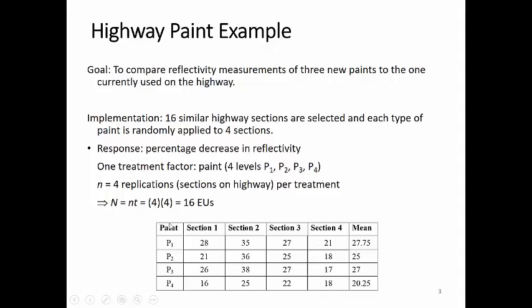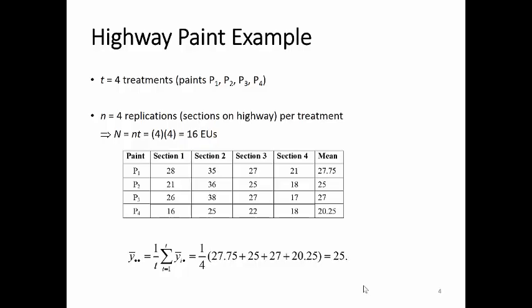The data is here for you. You can see the different types of paint along with that decrease in the percentage of reflectivity. And here are the mean of each of those measurements. So looking at it, it looks like there could be a difference across the means, but we'll need ANOVA to be able to take into account also the variability or the background noise.